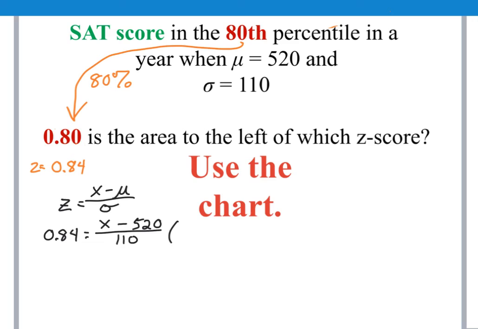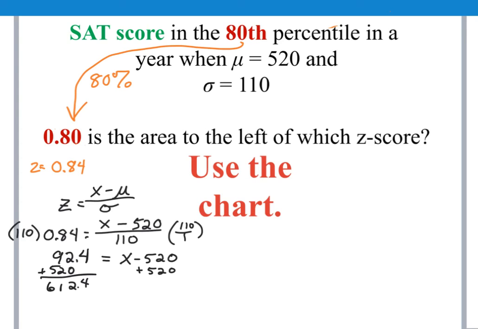If we multiply both sides by 110, we have to multiply both sides, because as you do unto one side, you must do unto the other, the golden rule of algebra. That will give us x minus 520 on the right-hand side and 92.4 on the left-hand side. Almost done, not quite. We have to isolate that x to find the score. So if we add 520 to both sides, x equals 612.4.